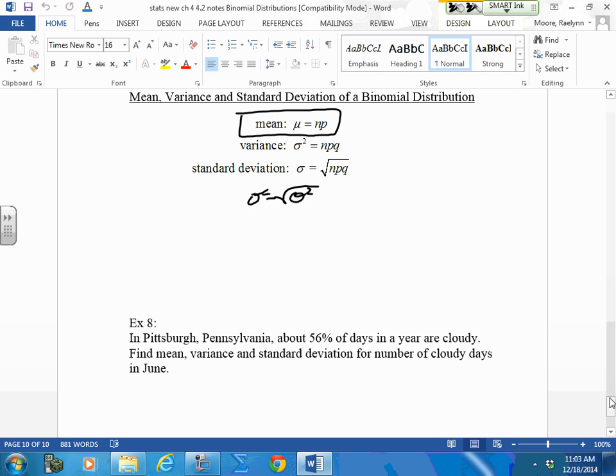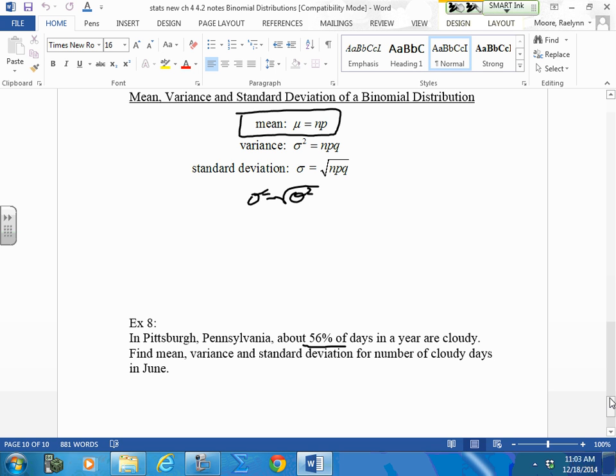So take a look at example 8. Example 8 says, and I am on the bottom of page 209. In Pittsburgh, Pennsylvania, about 56% of the days in a year are cloudy. Find the mean, the variance, and the standard deviation for the number of cloudy days in June. It didn't give me a probability table, so I can't do an L1, L2. But I can use this little formula.